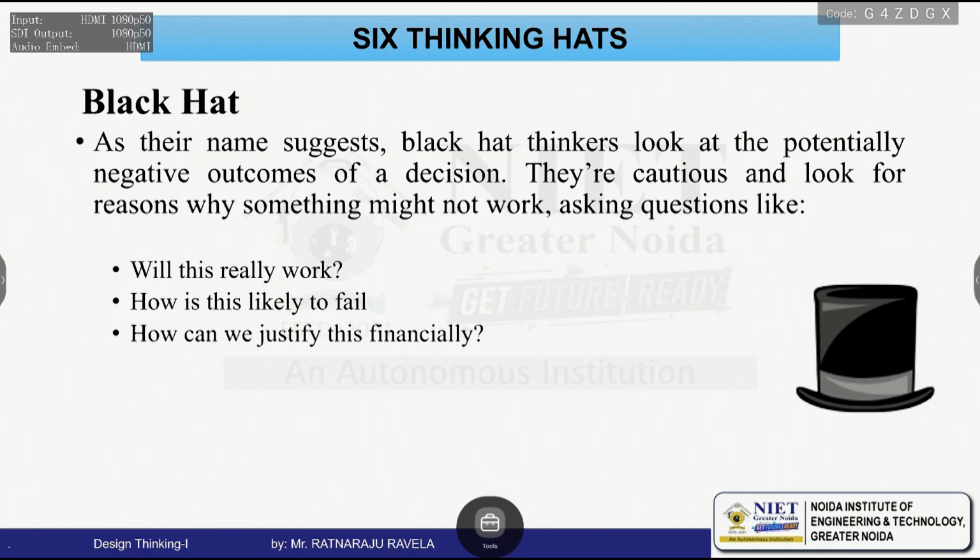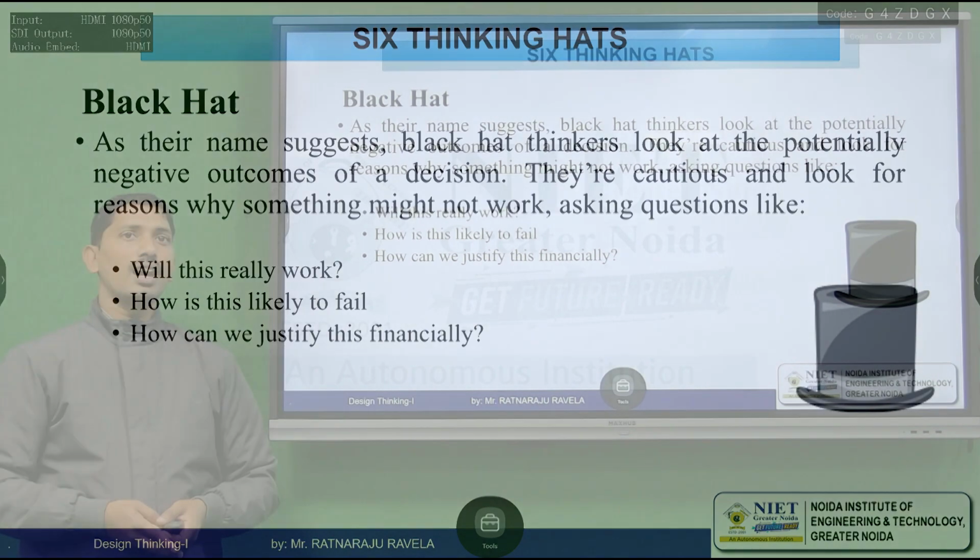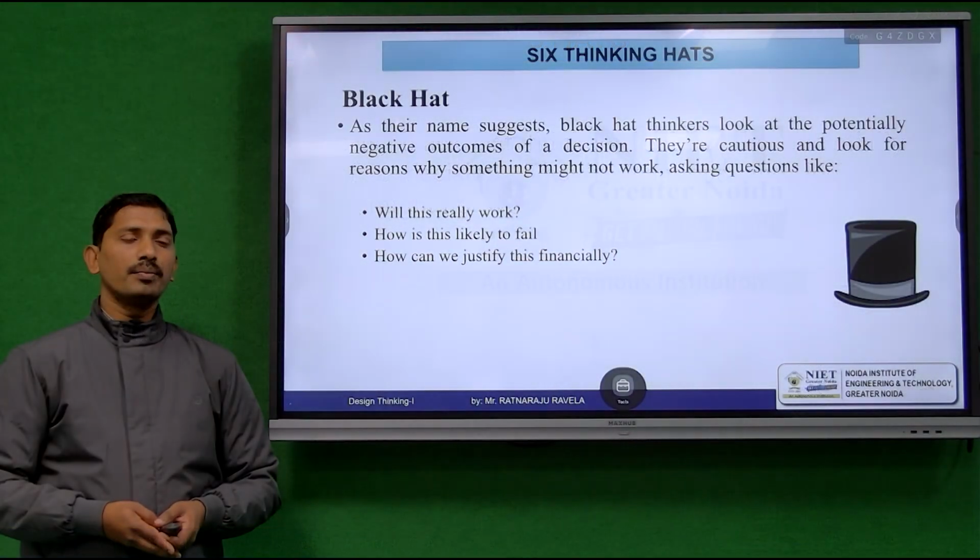So what it does is it will see the potential negative outcome of the decision. What will be the negative impact that may come by implementing this particular decision. So the people who are wearing this black hat will be suggesting the cautionary things. They are cautious and look for the consequence of the solution or the consequence of the reasons while implementing this particular idea.